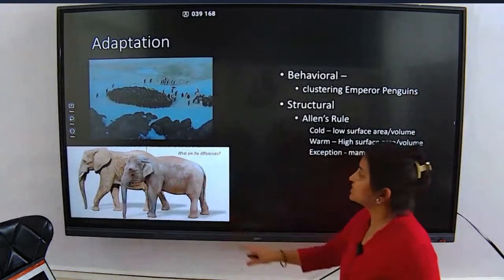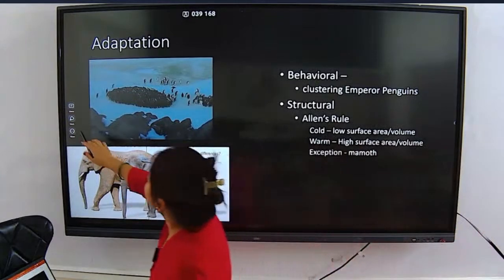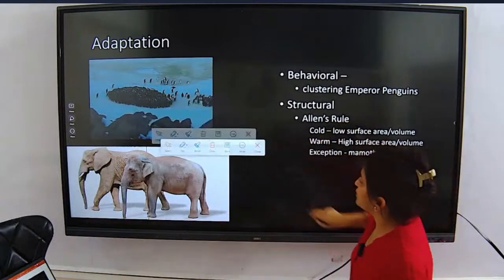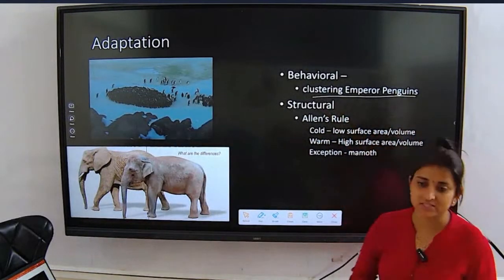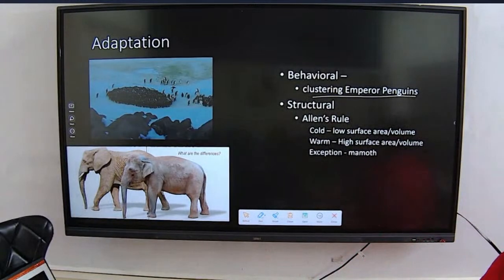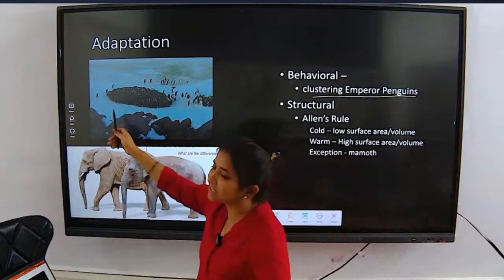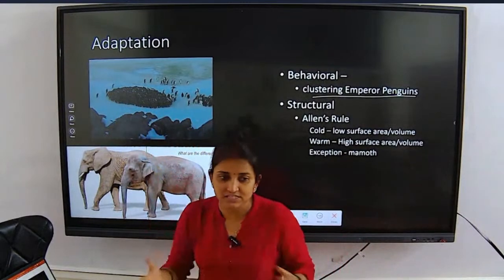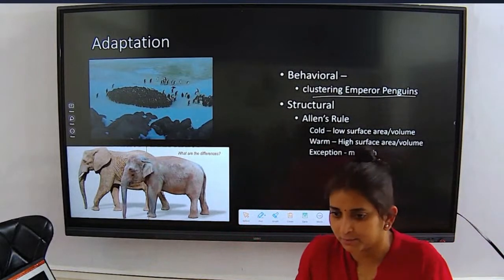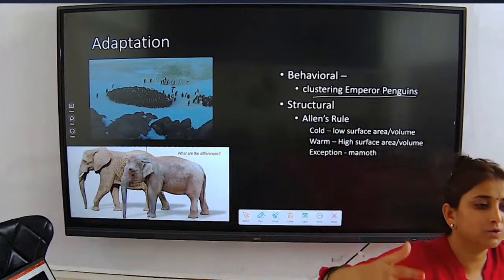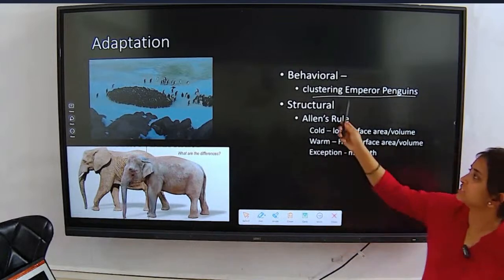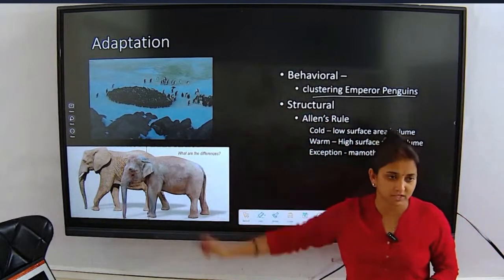Now, adaptation can also be behavioral. An example is that of clustering emperor penguins. Emperor penguins are most commonly found in the South Pole, but they're also available in the North Pole. Because of excessive cold, they will cluster like this. Because of this clustering, whatever heat is generated by one body is used by the other body. So in totality, they are able to generate heat and withstand an extremely cold environment. So this is a behavioral adaptation done by certain organisms.